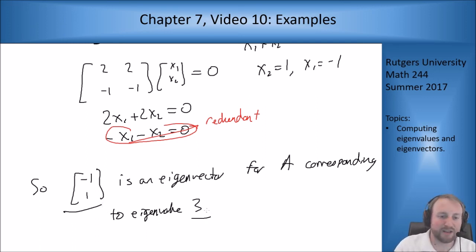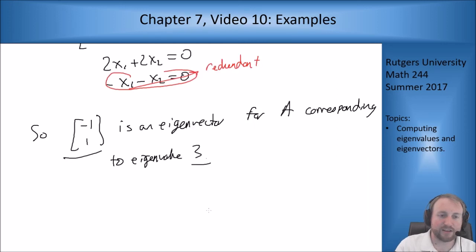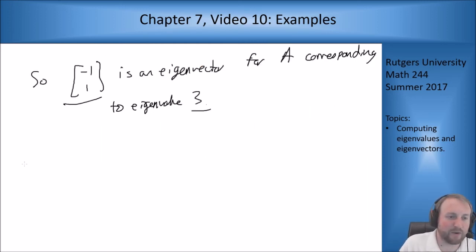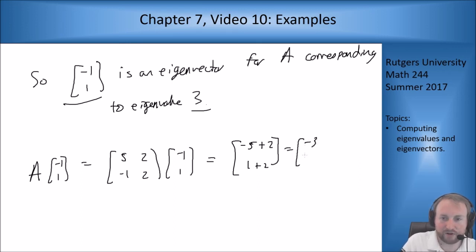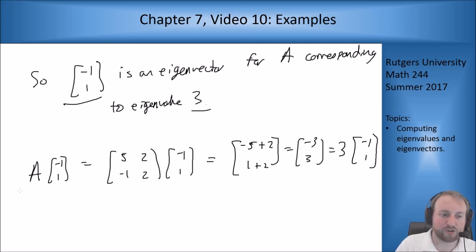But now what does this really mean? Let's look at what happens if I apply A to the vector minus 1, 1. Now this is A, not the fancy one. So this is just 5, 2, minus 1, 2, applied to minus 1, 1. Well, in the first row, I get negative 5 plus 2. And in this one, I get 1 plus 2, which means I get minus 3, 3, which is 3 times minus 1, 1. Right, this is where we started with eigenvalues, looking for straight line solutions.